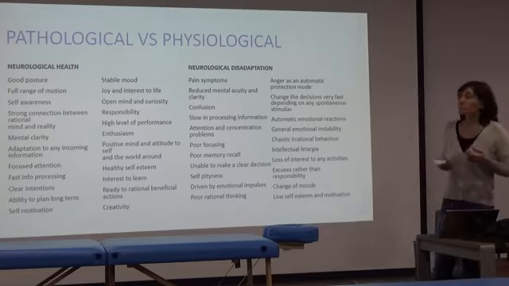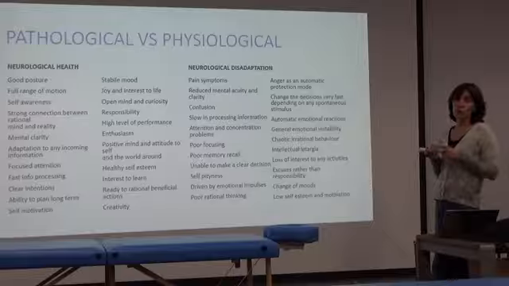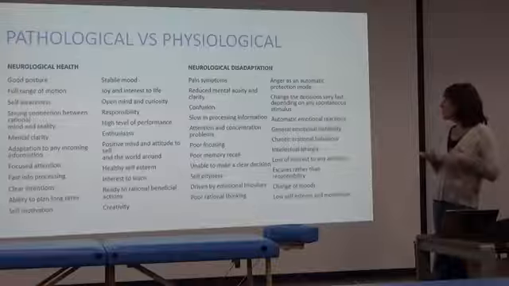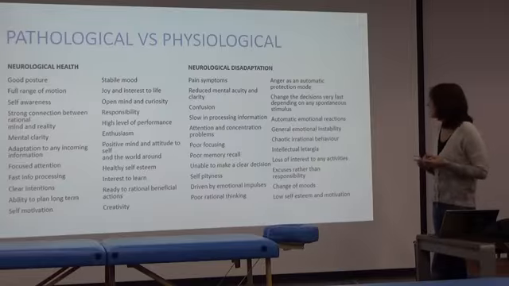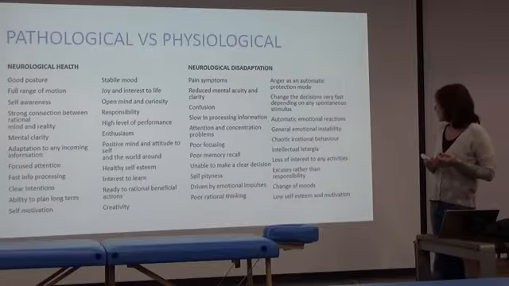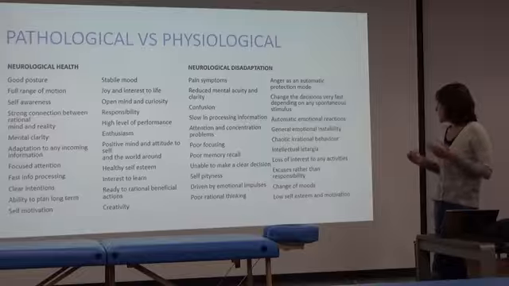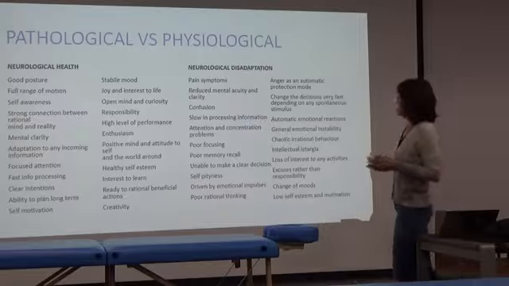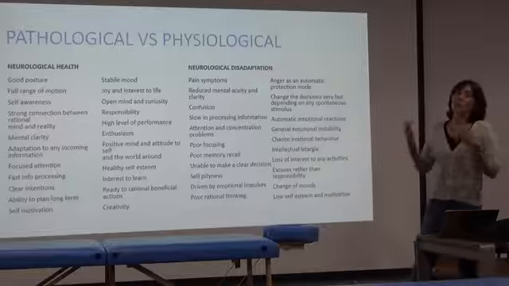So neurological disadaptation could include pain symptoms, reduced mental activity, reduced mental clarity, confusion, slow processing of information, attention and concentration problems, poor focusing, poor memory recall, inability to make a clear decision, self-pity, emotional impulses, poor rational thinking, anger, automatic emotional reaction, general emotional instability, irrational behavior, intellectual lethargy, loss of interest in many activities, change of mood, low self-esteem and motivation. All of those could also be treated by PDTR, by the same rules.